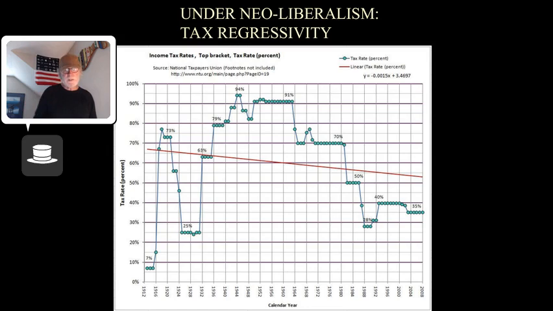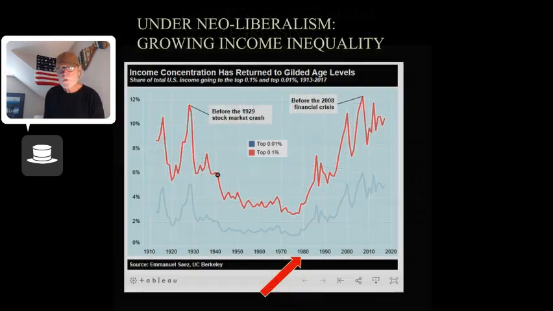So these high tax rates did not snuff out economic growth. That is an argument made by those who have an interest in ensuring that tax rates are low and therefore that they are not paying what I would regard as a sufficient share in a progressive tax system. So we basically have moved to a much less progressive and more regressive tax system under neoliberalism.